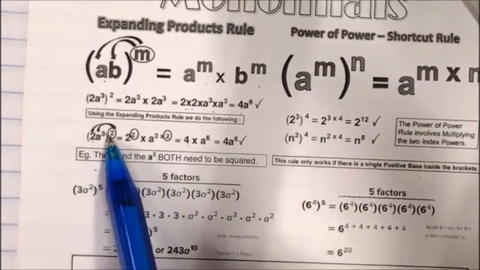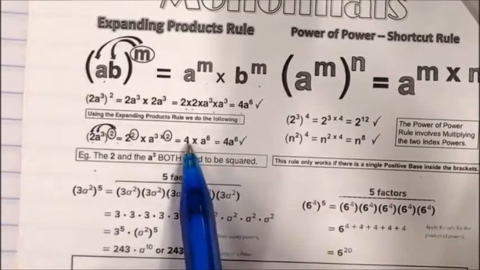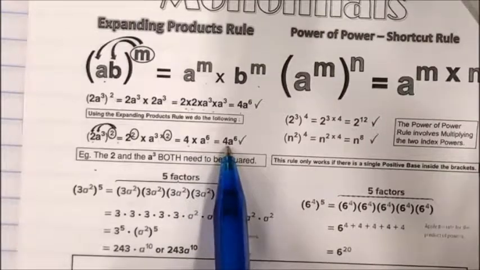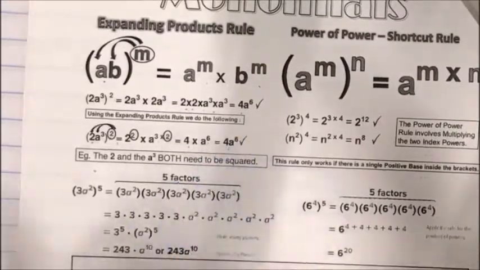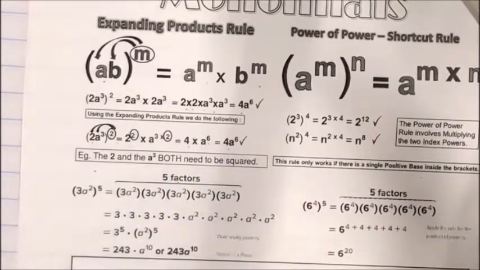I'm taking a cubed and I'm squaring that. Well, 3 times 2 gives me 6. So 4 times a to the 6 equals 4a to the 6. So I get the same answer. You can do it either way, whichever way works best for you. This is kind of a little bit of a shortcut though, okay?